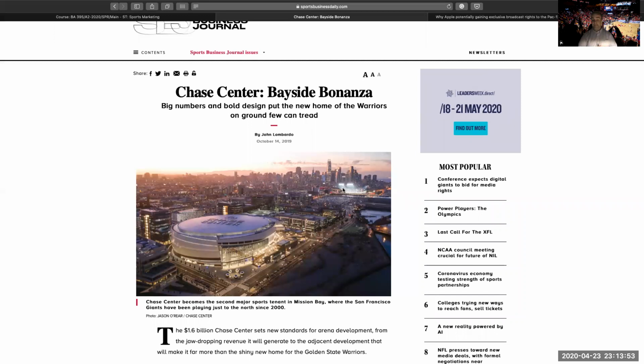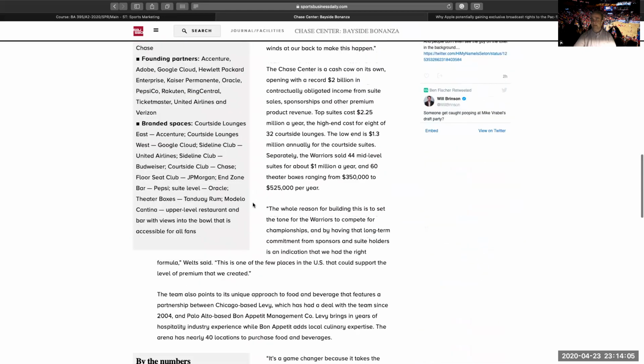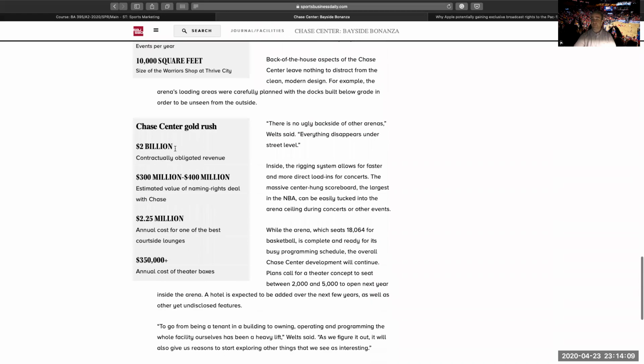But more importantly, it has 10,000 square feet of shopping space. We talked about in the last chapter, sizzle and steak. Definitely has the sizzle to go with the steak. $1.6 billion, again, but I think it's fairly interesting. $2 billion already in contractually obligated revenue. $300 to $400 million as far as the estimated naming rights for Chase. $2.25 million is the annual cost of the courtside lounges, and $350,000 obviously is the annual cost for the theater boxes.